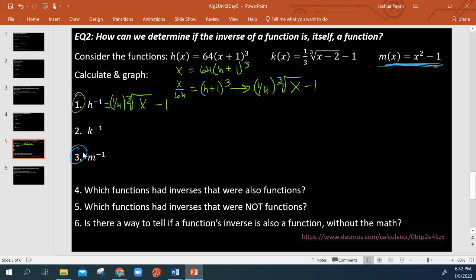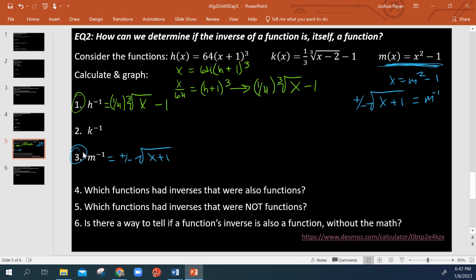This is going to be a much more pertinent example. So let's go ahead and calculate m inverse. So x is equal to m squared minus 1. So add 1 and then take the square root. But we have to remember, when we take a square root, it's always plus or minus. So that would be m inverse. So m inverse is equal to plus or minus the square root of x plus 1.